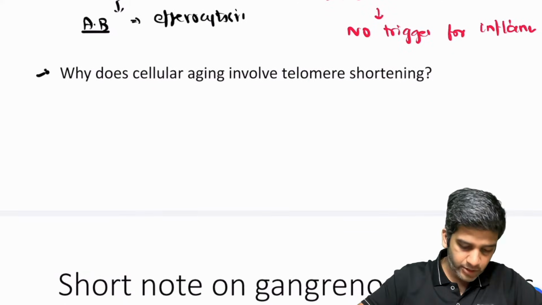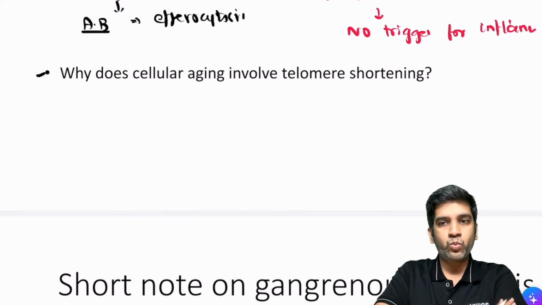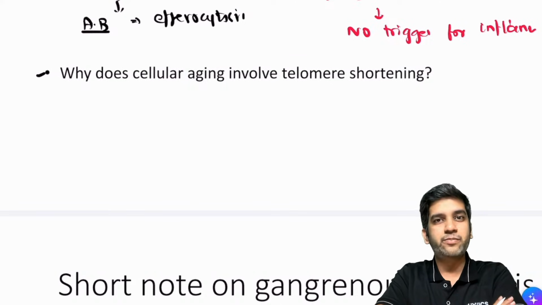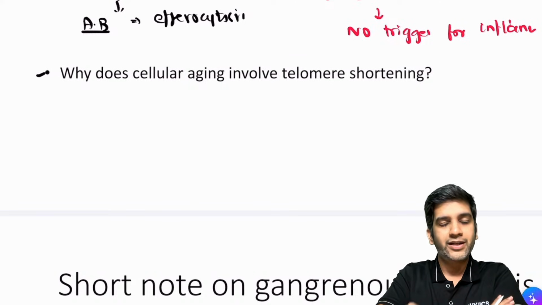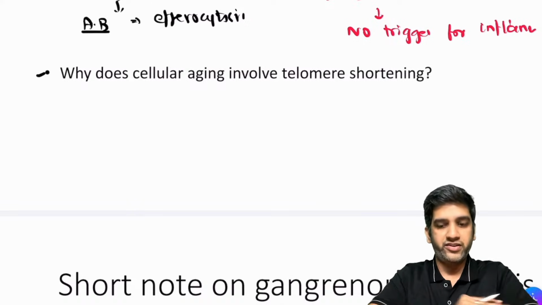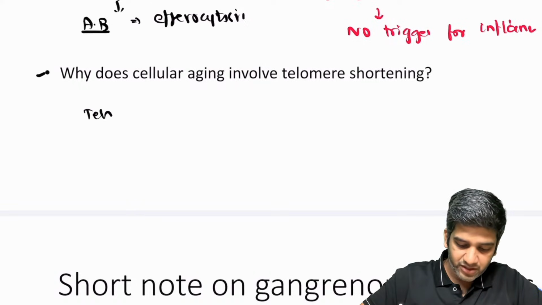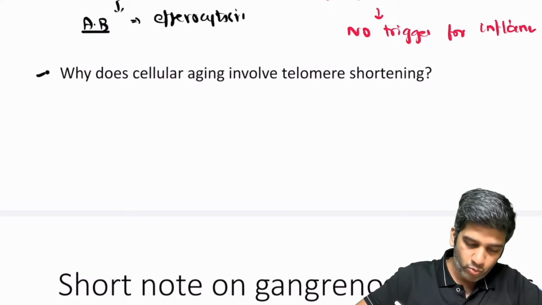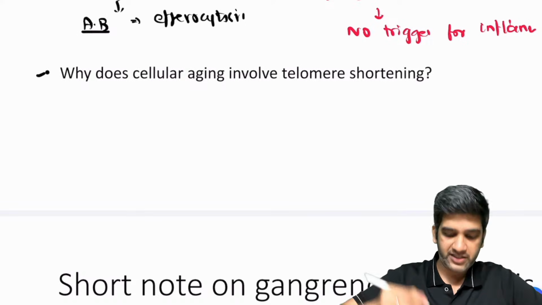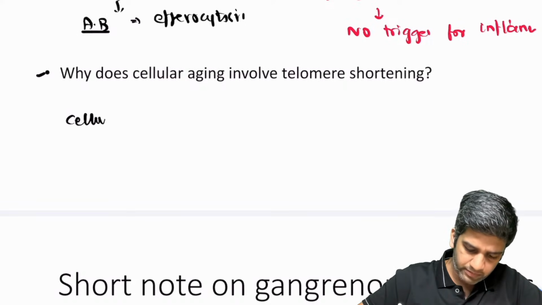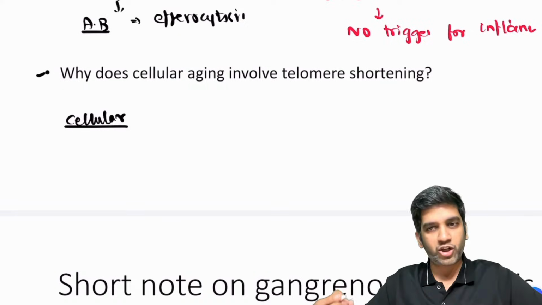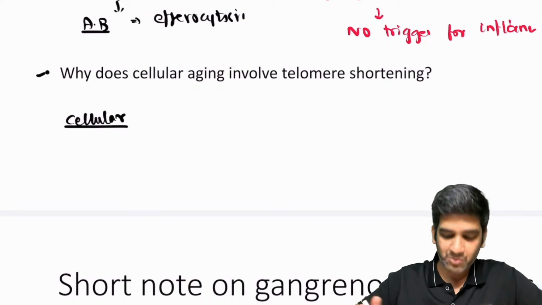Then the last reasoning question for you: why does cellular aging involve telomere shortening? That's the basic thing you must have read in your biochemistry, right? Telomere shortening is a way to age. That's all. Whenever there is a cell division, if you want to make it bigger, like the Okazaki fragments and everything, but I don't think that's required much. Most of the pathologists might have forgotten Okazaki fragments, so don't make us read more, right?